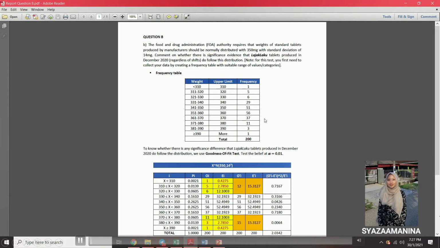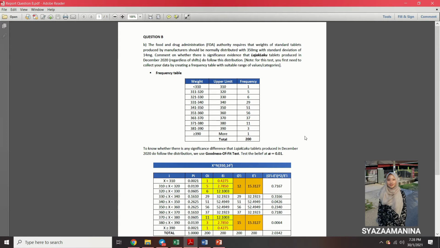For question B, we need to determine whether there is any significant evidence that LAJAK LAKU tablets produced in December 2020 follow the distribution given by FDA requirements. From the question, we can see that the FDA requirements follow a normal distribution with a mean of 350 and a standard deviation of 14. To determine whether there is any significant evidence, we need to use the goodness of fit test.